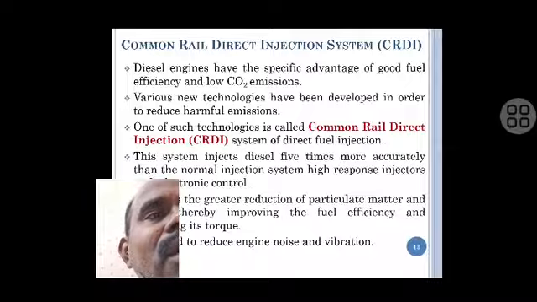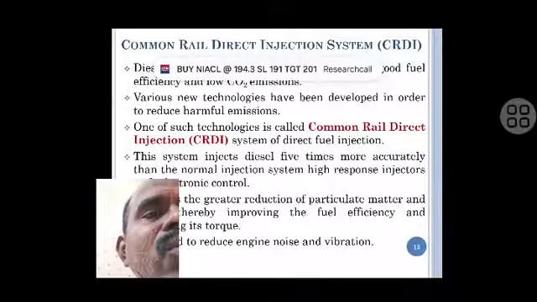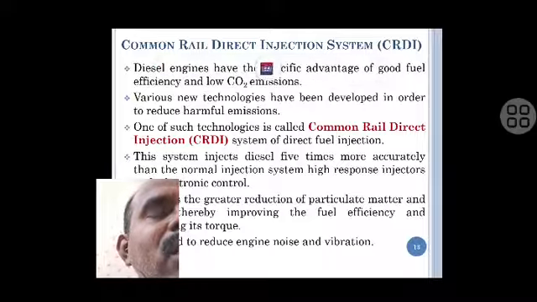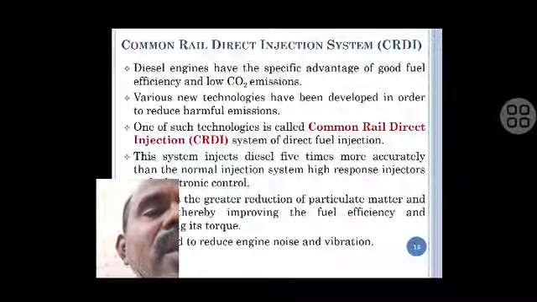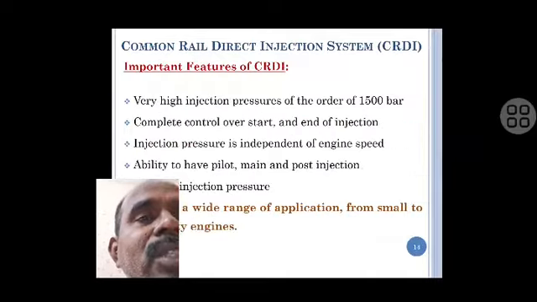Common rail direct injection system, that is the CRDI system. Diesel engines have the specific advantages of good fuel efficiency and lower CO2 emissions. Various new technologies have been developed in order to reduce harmful emissions. One such technology is the common rail direct injection system, called CRDI, a system of direct fuel injection. This system injects the fuel five times more accurately than the normal injection system, with high response injectors and electronic control. It gives a greater reduction of particulate matter, thereby improving fuel efficiency and torque, and also reduces noise and vibration.